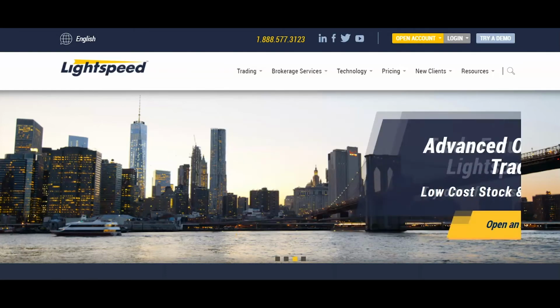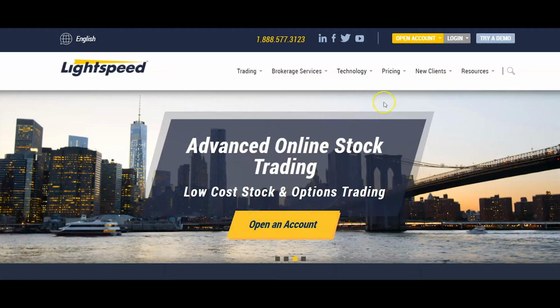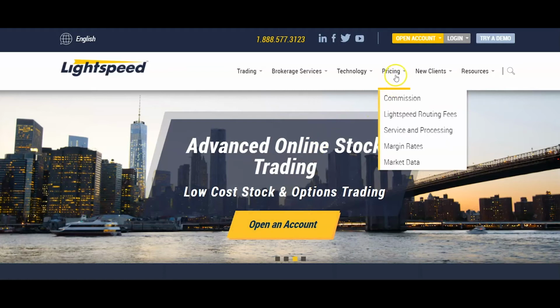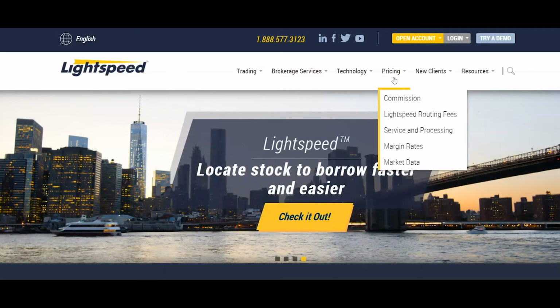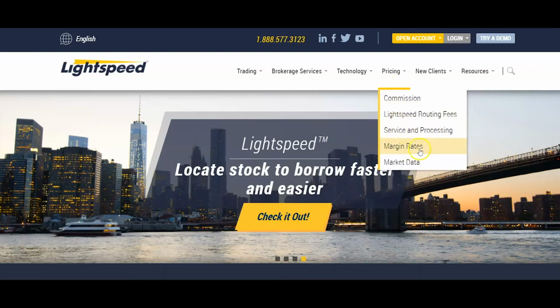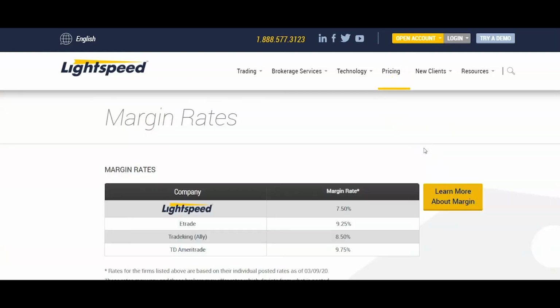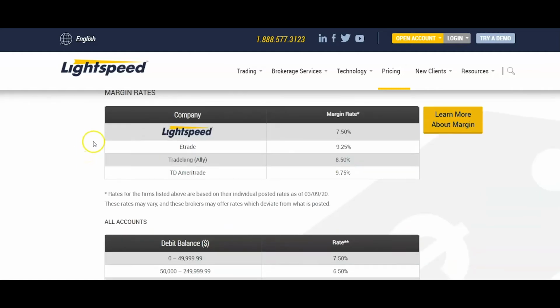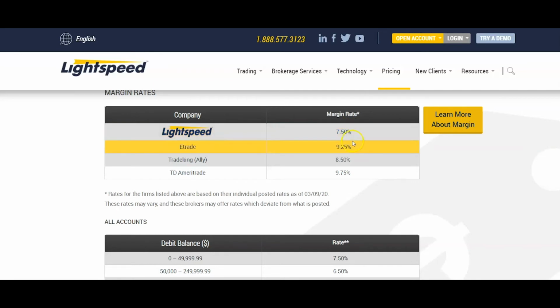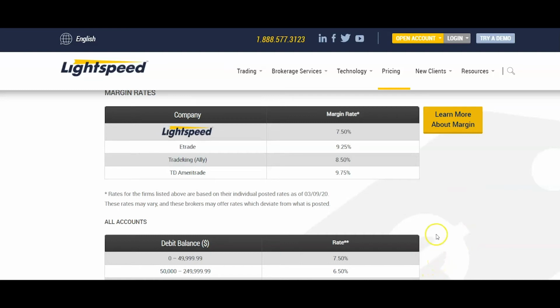To access our webpage about margin rates, mouse over the Pricing tab at the top of our website. Move your mouse down and click on Margin Rates. You can also just type into the address bar of your web browser, lightspeed.com/pricing/margin. As you can see here, the margin rate offered by Lightspeed is 7.5%. This is our annualized and initial rate.